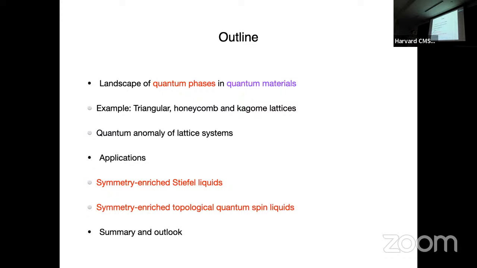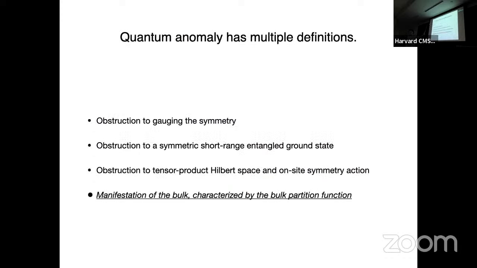So what is a quantum anomaly? There are multiple definitions which are usually believed to be equivalent. For example, it can mean the obstruction to gauging some symmetry, or the obstruction to having some symmetric short range entangled ground state, or the obstruction to having a tensor product Hilbert space with onsite symmetry actions. But my favorite definition, which will also be used in this talk, is that the anomaly is nothing but the manifestation of this fictitious bulk, and the bulk itself is characterized by the bulk partition function.